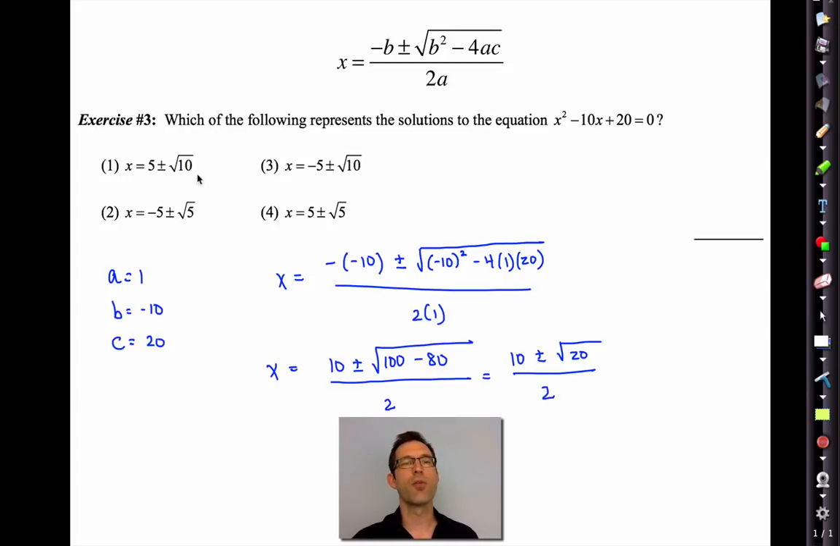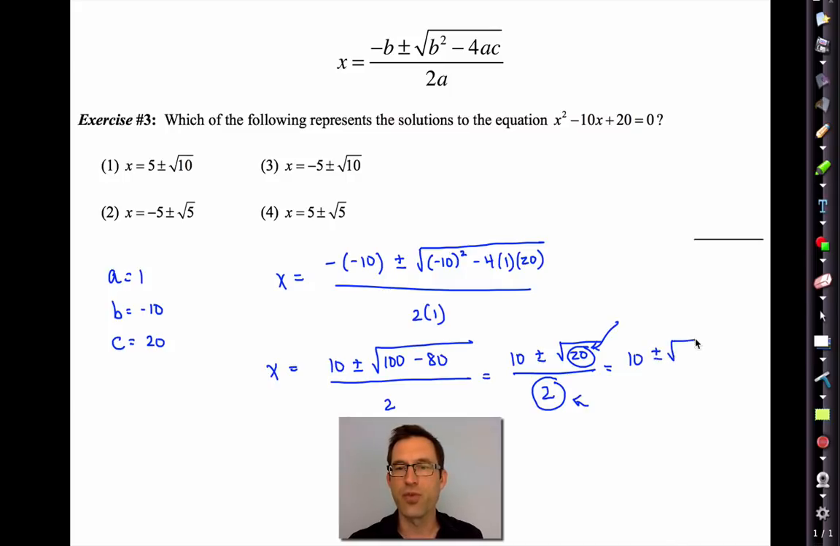Now we have to be careful. Many of these answers have been kind of put there to try to catch us on common algebraic mistakes. So for instance, it would be tempting to divide 10 by 2 and get 5, and divide 20 by 2 and get 10, and think the choice is choice 1. But it's not. Never divide a number outside of a radical into a number inside of a radical. Okay, just don't do it. It doesn't work. You got to get the numbers outside of the radical.